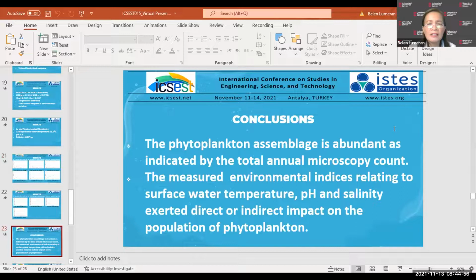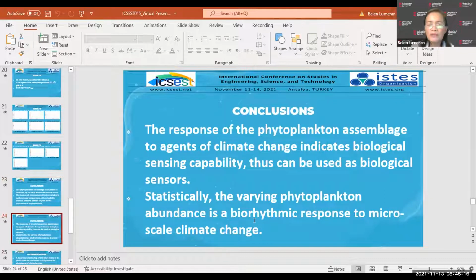Based on this, the following are my conclusions. The phytoplankton assemblage is abundant as indicated by the total annual microscopic count. The measured environmental indices relating to surface water temperature, pH, and salinity exerted direct or indirect impact on the population of phytoplankton. The response of the phytoplankton assemblage to agents of climate change indicates biological sensing capability, thus they can be used as biological sensors. Statistically, the varying phytoplankton abundance is a biorhythmic response to microscale climate change.